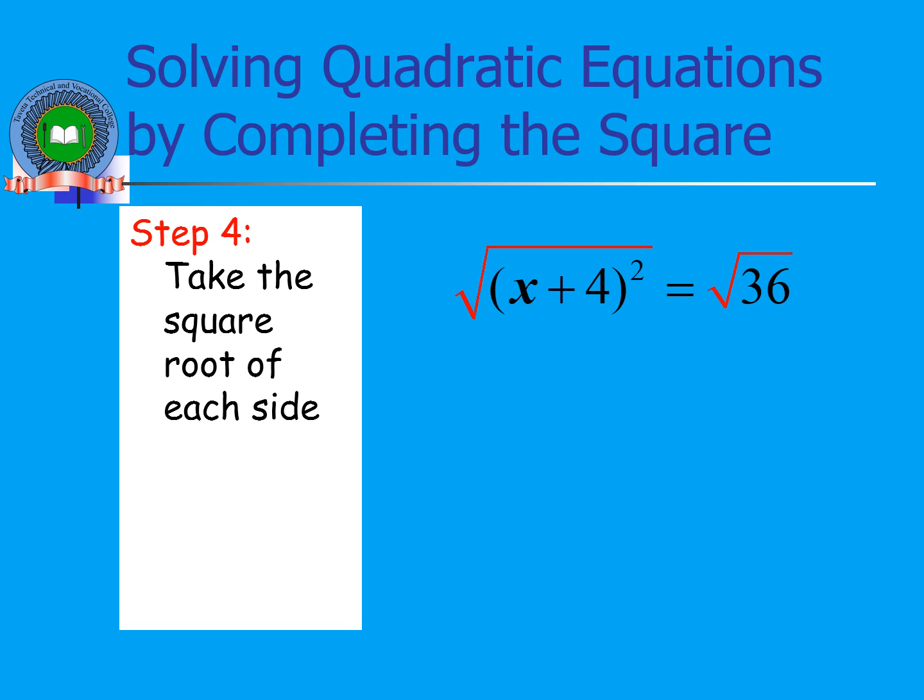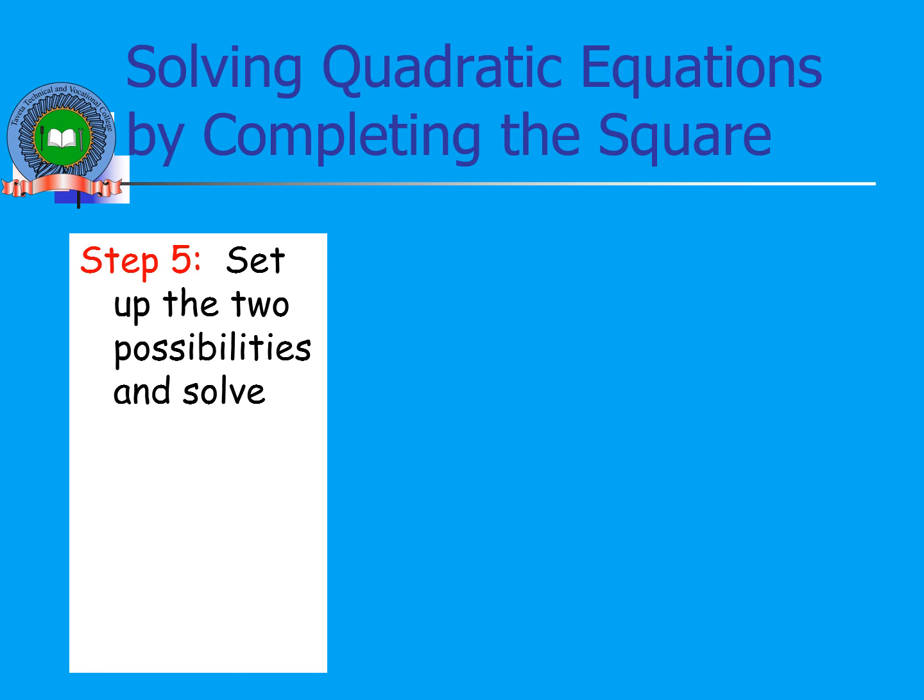Take the square root of each side like that. You can see this is a perfect square. We have x plus 4 all squared is equal to the root of 36. So x plus 4 is equal to plus or minus 6. Remember, minus 6 squared and plus 6 squared both give you 36. That's why you normally have these two signs, plus and minus. Set up two possibilities and solve.